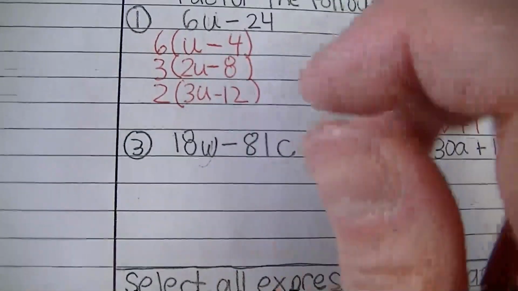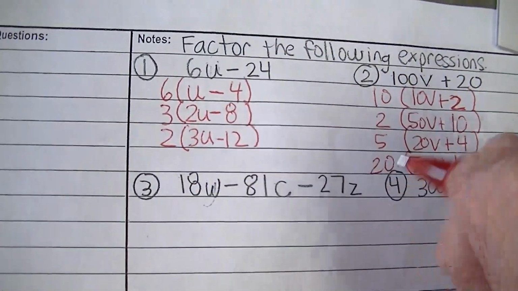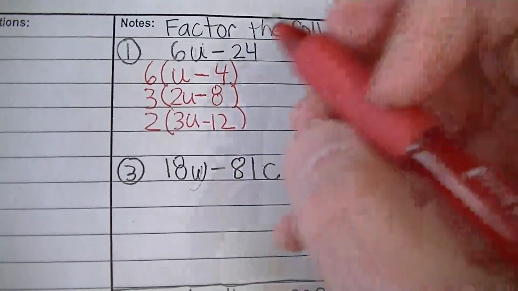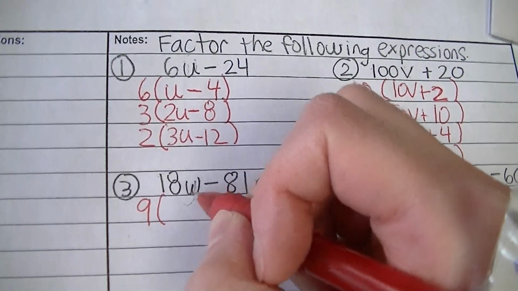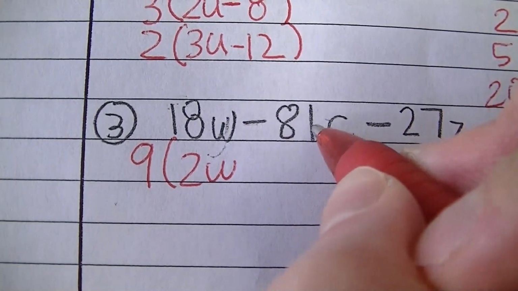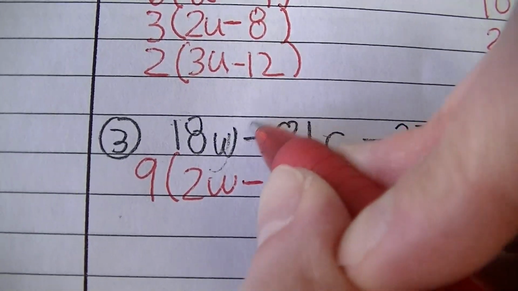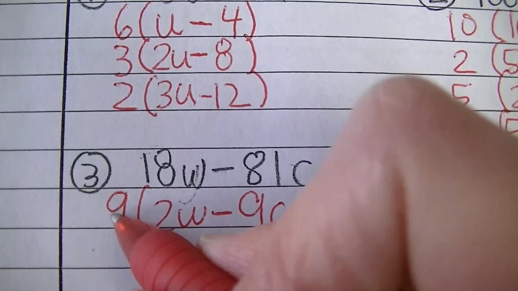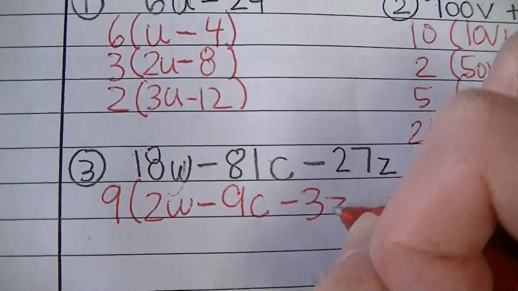Okay, number 3. It might look a little bit intimidating just because there are more terms in it, but same exact process. Think of a number that goes into these coefficients, 18, -81, and -27, and I know that 9 goes into all of them. So 9 times what number is 18w? That's 2w. 9 times what number is a -81c? Positive times a negative will give me a negative, so I need to make it a negative 9c. And then 9 times what number is a negative 27z? That's a negative 3z.